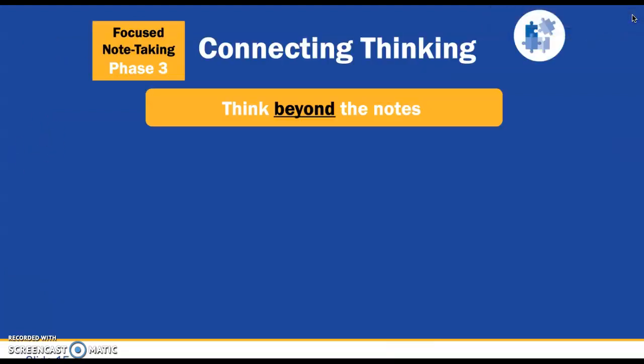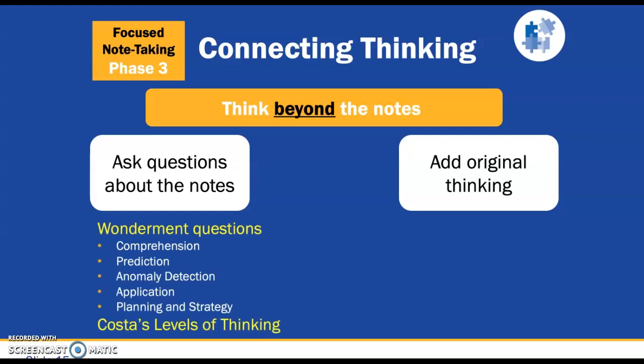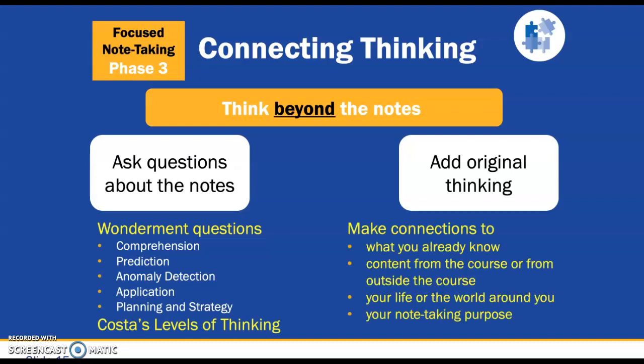Connecting thinking comes next. This is where you're going to think beyond the notes. If you've done Cornell notes before, this is where students will ask questions. Students can do one of two things: ask questions about the notes or add original thinking to their notes. Asking questions can be wonderment questions, like I wonder how this connects, or a question they might ask the teacher. They could be a test question that's answered in the notes. It could be any kind of application, or they can add original thinking: what they already knew about this, content from the course, or connecting it back to an earlier learning target. My AVID students typically do this 2 or 3 times per set of notes.